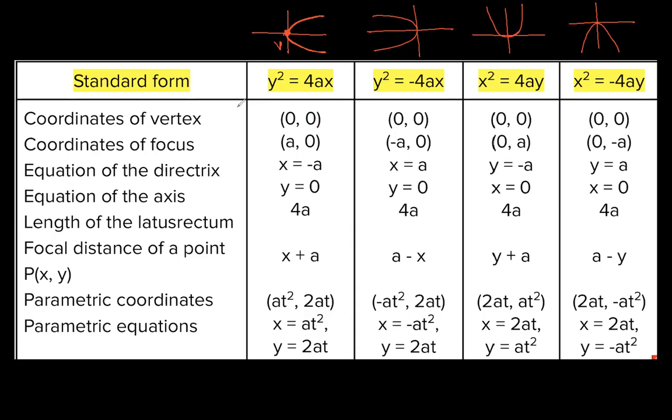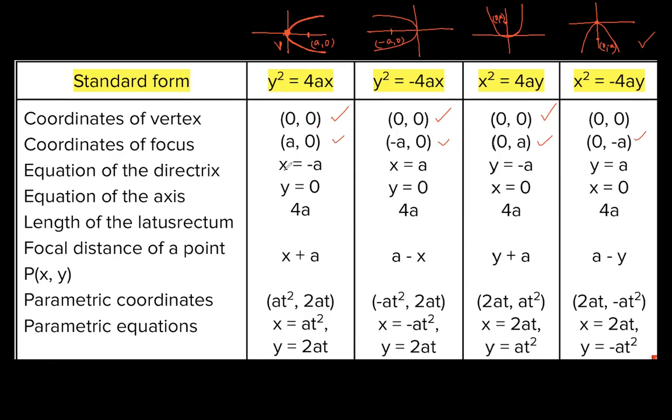Now listen. In this format of the parabola, the vertex is 0, 0. In this one also, the vertex is 0, 0. And in this one also, the vertex is 0, 0. And here also, the vertex is 0, 0. Okay, now the coordinates of the focus. At this point, this is the focus, so that is a, 0 on the x-axis. On the left-hand side, this is minus a comma 0. Here it is going to be here, so x is 0, y is a: 0 comma a. This is 0 comma minus a. Got it? You can see in the diagram all the vertices.